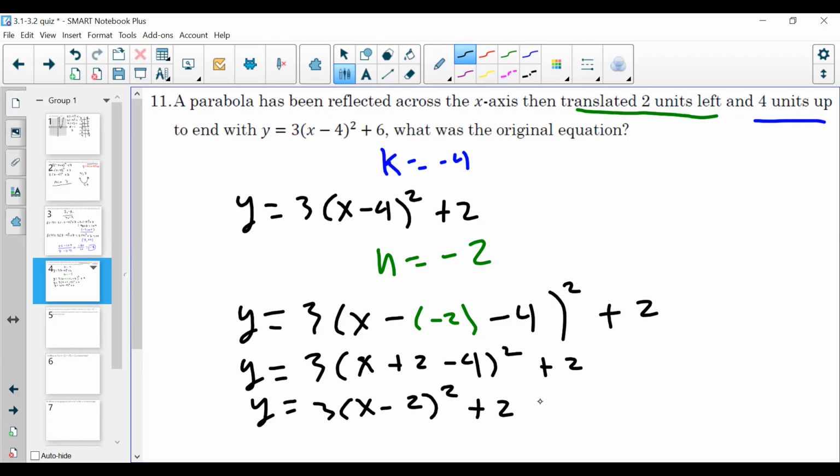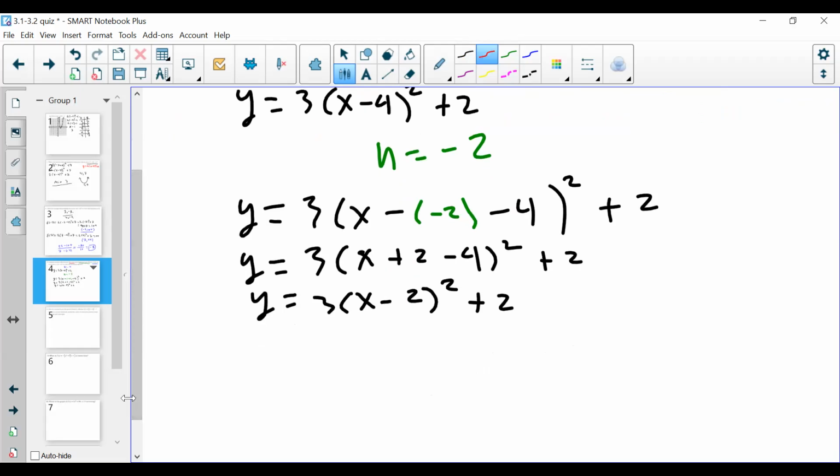Are we okay with that? All right. And then after that, the last thing I did is I reflected across the x-axis. So your x-axis is vertical reflections. So what I have is y is -3 times x minus 2 squared, now minus 2. And that's what your original equation was.